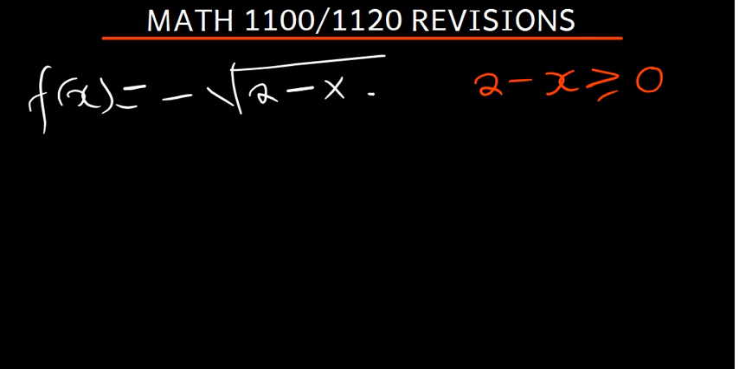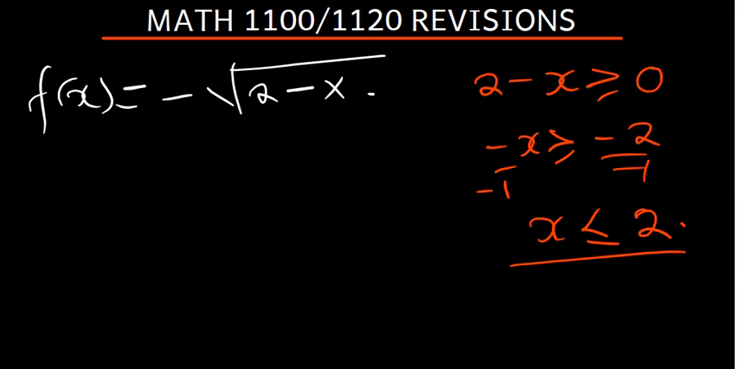So in this case, we are going to say that negative x will be greater than or equal to negative 2. The moment I divide by a negative, the sign changes. x will be less than or equal to 2. What it means is that the only number I can plug in for this function to be defined is less than or equal to 2. Once I get a number greater than 2, this function is going to be undefined.